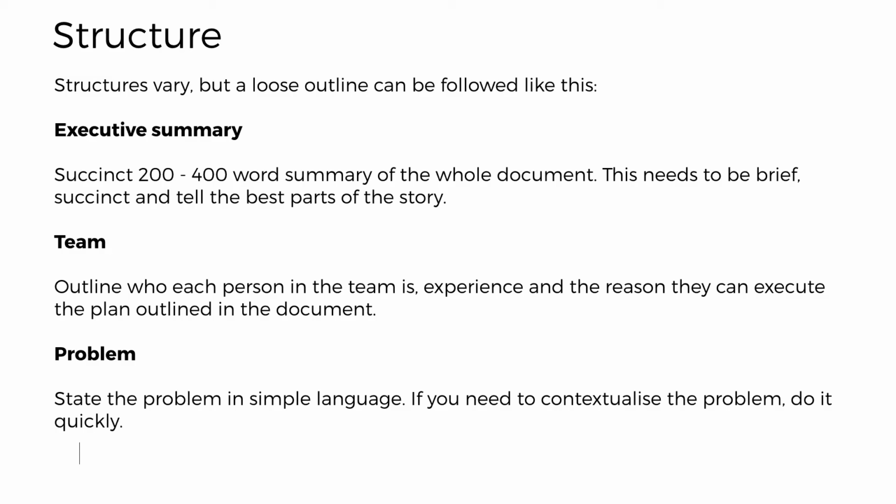So in terms of the team section, this is generally an outline of each person in the team, why they can execute the plan and their background. For you guys, it's basically just you, for all of you. But if you've got other people affiliated, just put them in. I'll show you an example of ours.